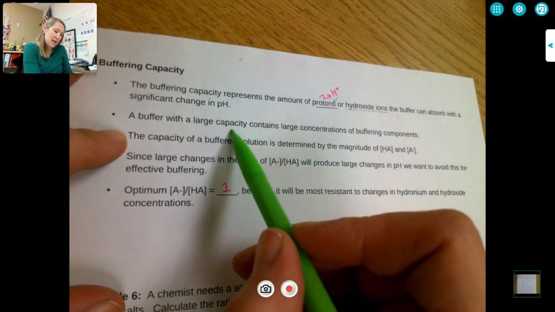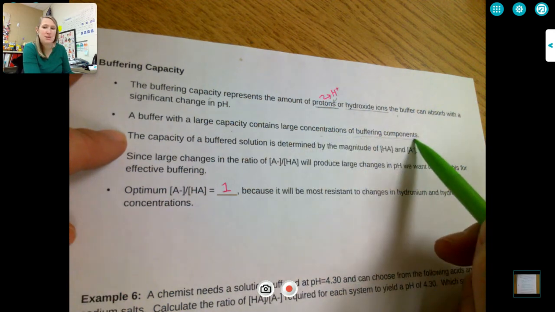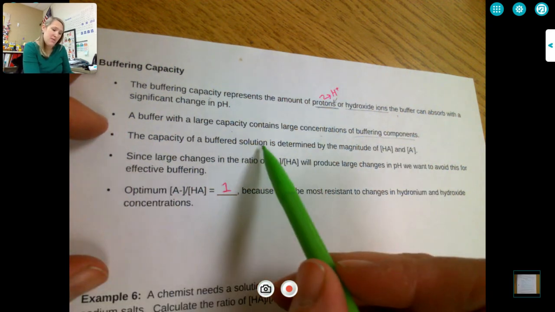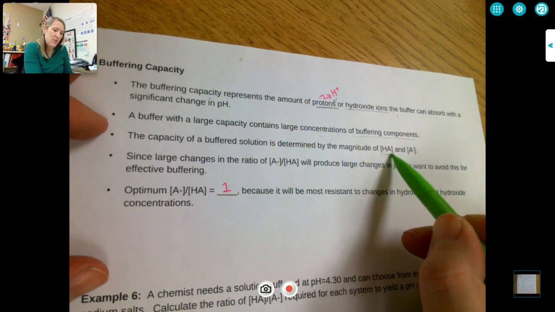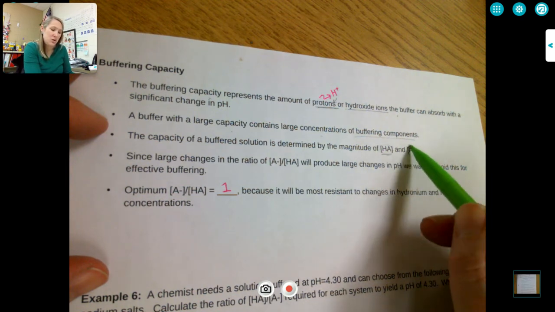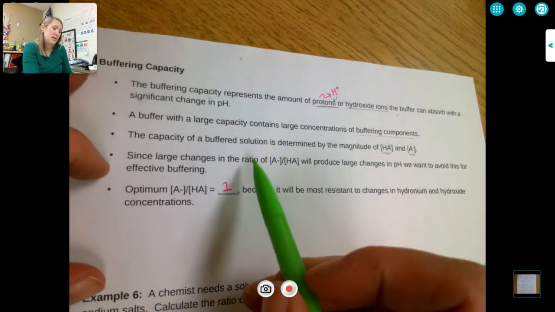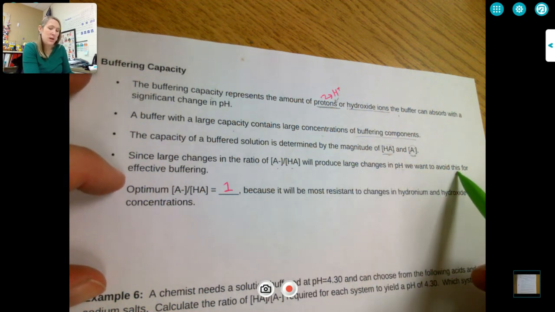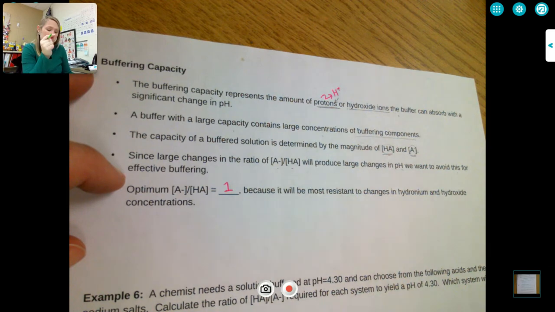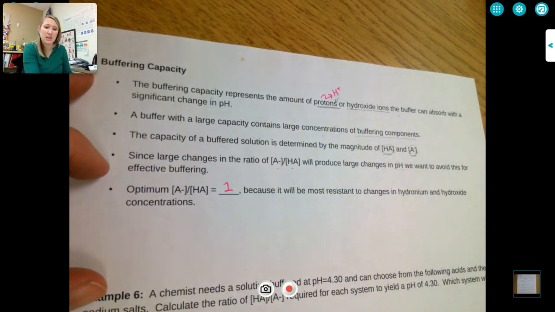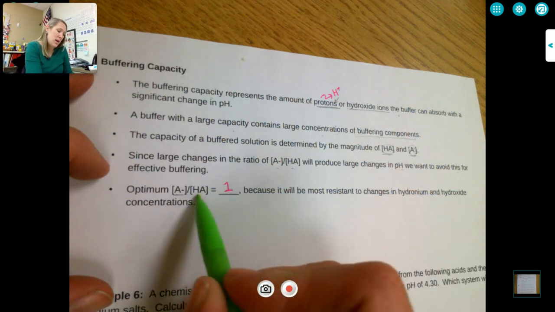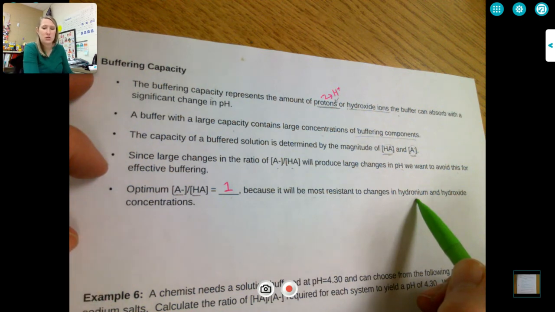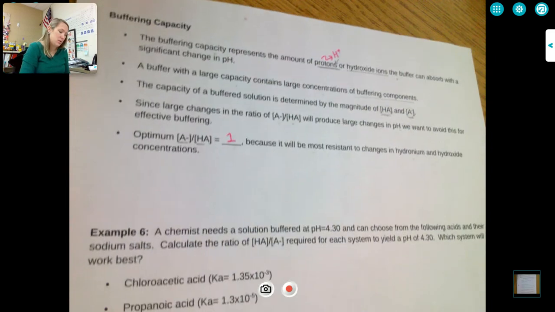So a buffer with a large capacity contains large concentrations of buffering components. That's why we wanted a higher concentration to make a buffer solution. The capacity of a buffer solution is determined by the magnitude of acid concentration to conjugate base concentration. Since large changes in the ratio of conjugate base to acid will produce large changes in pH, we want to avoid this for effective buffering. We want ones with small changes. So the best situation would be a ratio of 1, because it'd be the most resistant to change in hydronium and hydroxide concentrations, which is what we're going for in a buffering solution.